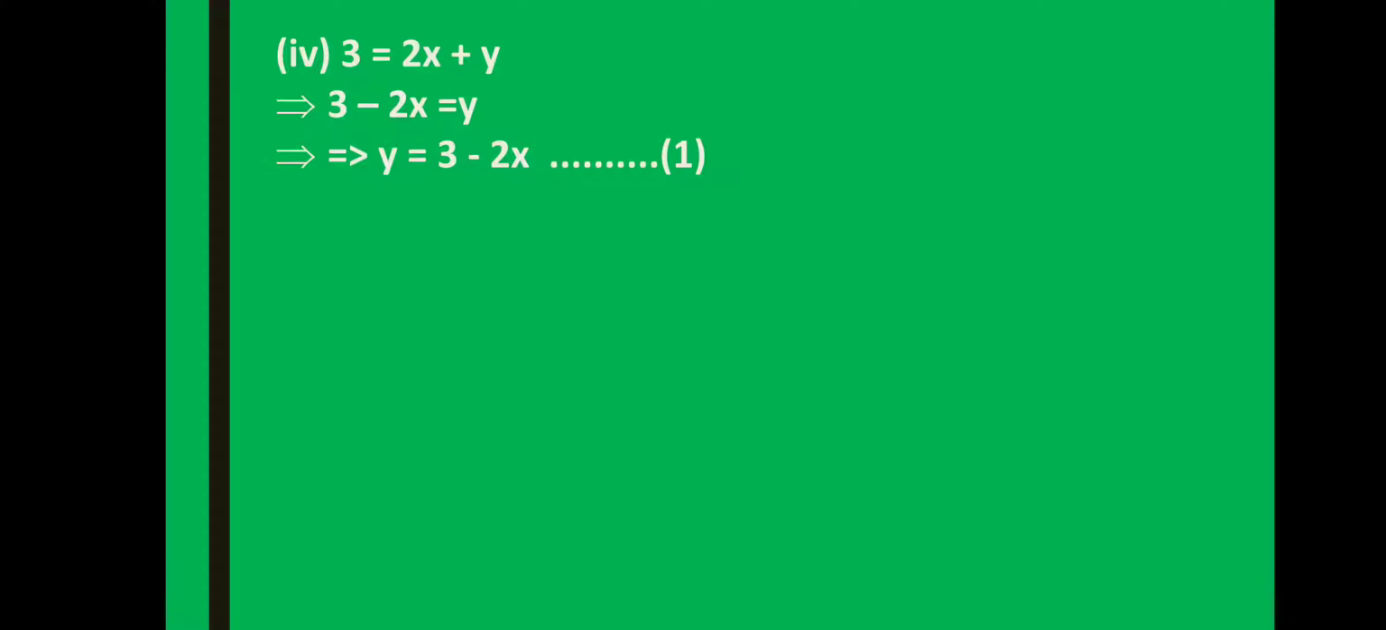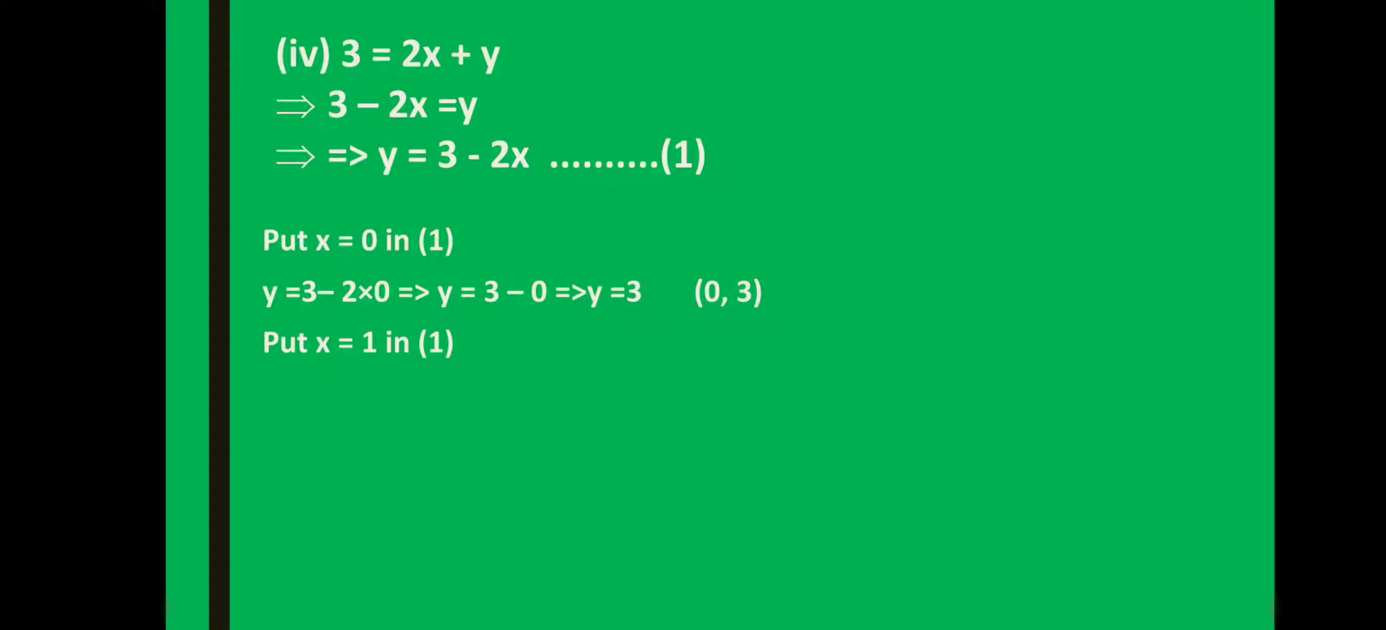Then put the value of x equal to 0 in equation 1, then we get y equal to 3 minus 2 into 0, that is equal to 3. y is equal to 3 minus 0, and y becomes equal to 3. That is, the first point is 0 comma 3. For the second point we will put x equal to 1 in equation 1. For that, y becomes equal to 1, that is, the next point is 1 comma 1.